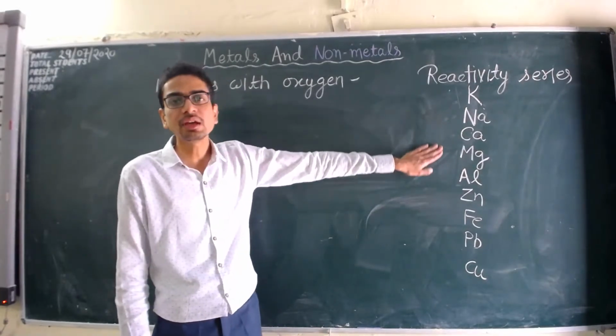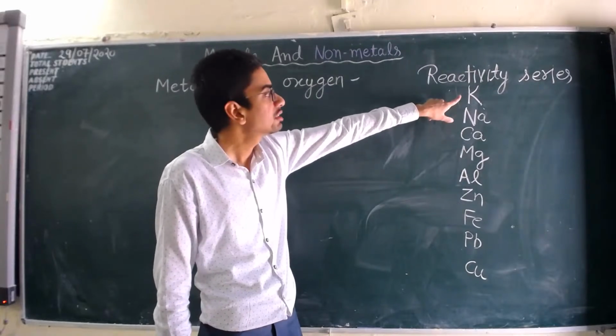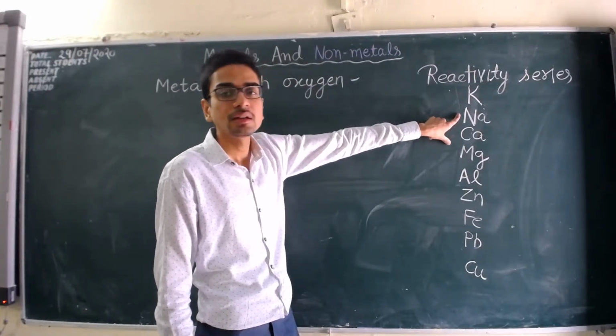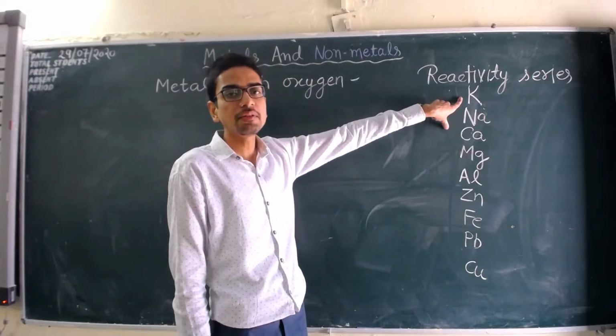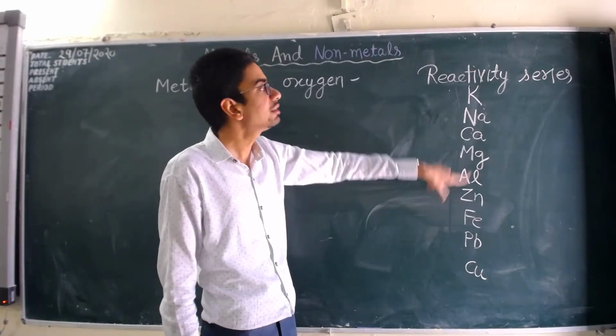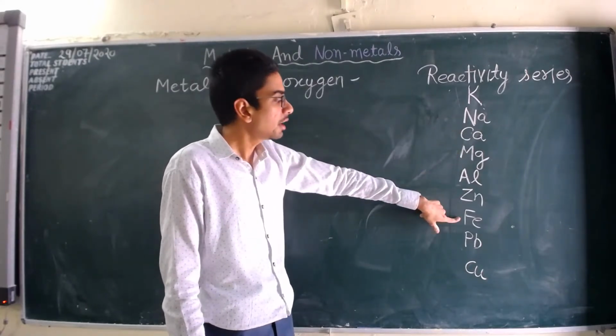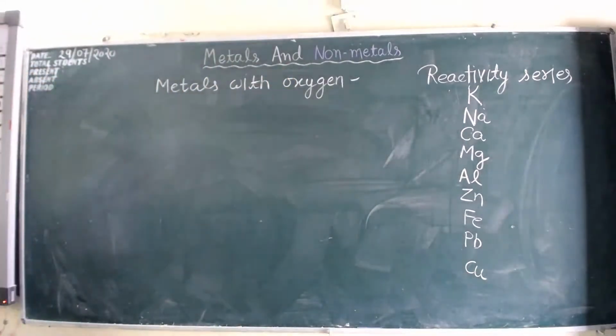इस series का क्या meaning है? It means that potassium is the highest reactive metal. Potassium सबसे ज़्यादा reactive है. Then reactivity decreases in this order. Most reactive potassium, then sodium, calcium, magnesium. Zinc is less reactive than potassium. Then iron, lead, and copper. So these are the reactivity series of metals.